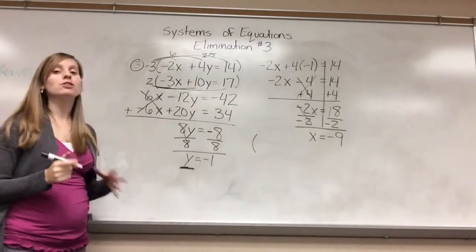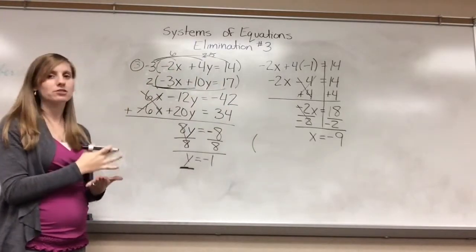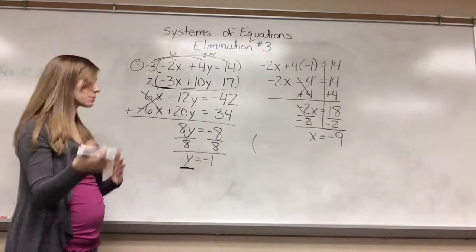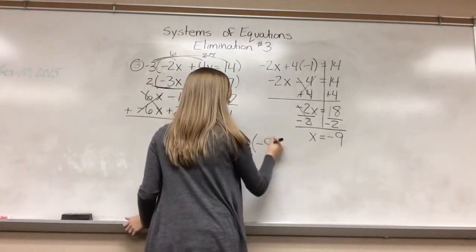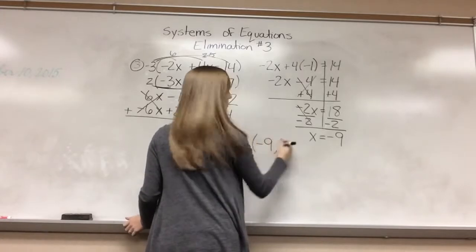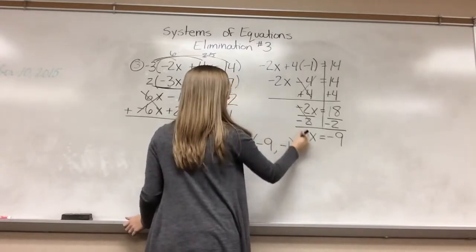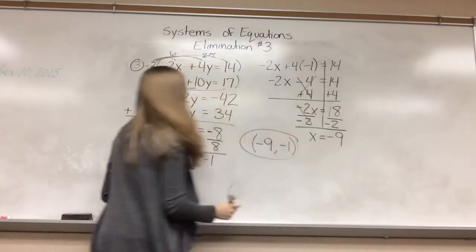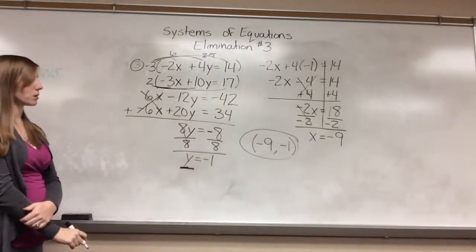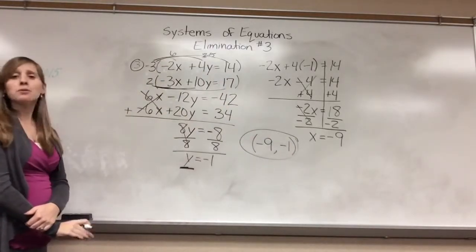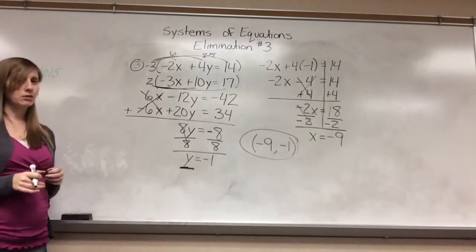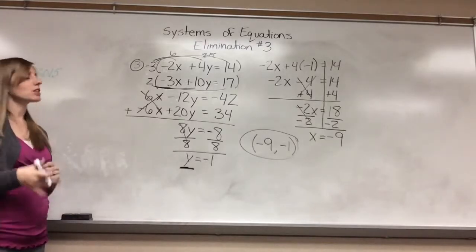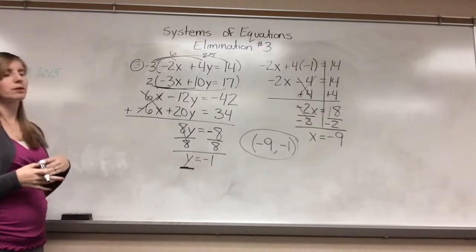So to write my solution, remember, you always write that x coordinate first, alphabetical, x before y. So x is negative 9, that comes first, comma, and then the y, which is negative 1. So our solution for number 3 is negative 9, comma, negative 1. At this time, go ahead and pause the video, work on problem number 4 on your own, and then once you're finished, come back and check your work with mine.